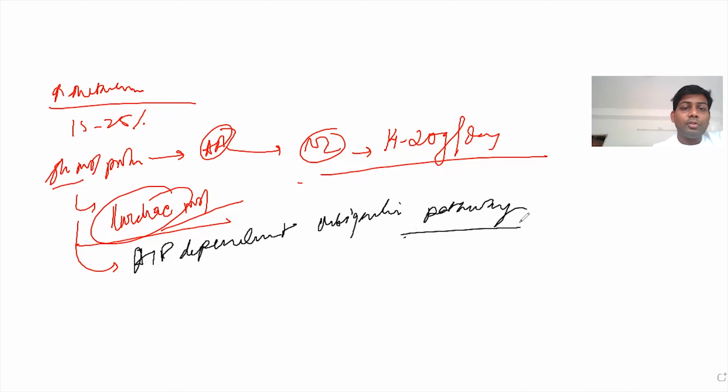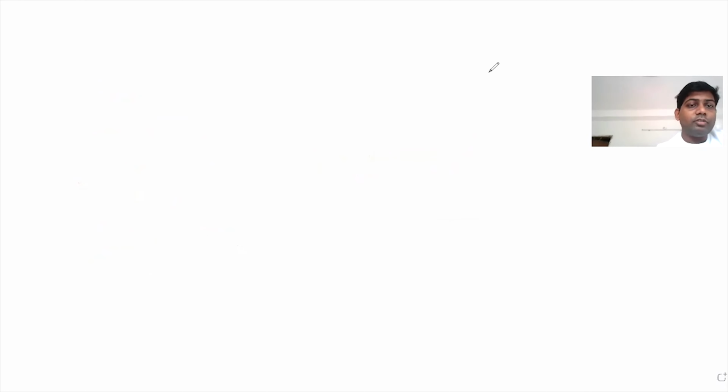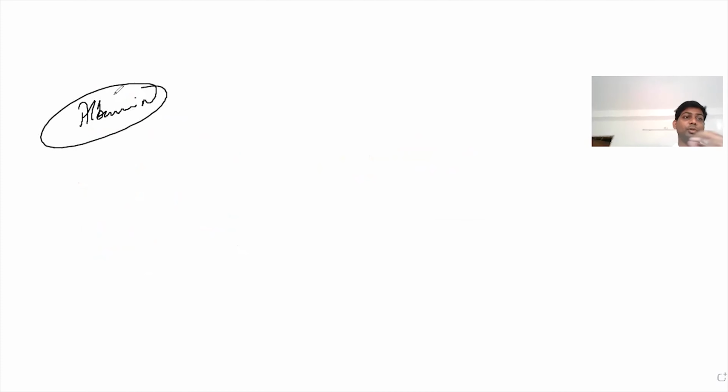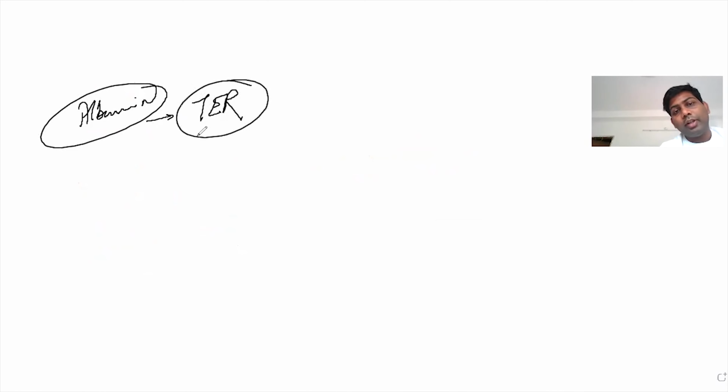Then what happens after the skeletal muscle breakdown, the next is hepatic protein excretion increase. Normally the albumin is the main protein which is synthesized by the liver. Normally this albumin is excreted from the vascular compartment, and the excretion of albumin is known as TER. Write down the full form of TER, transcapillary excretion rate of albumin.